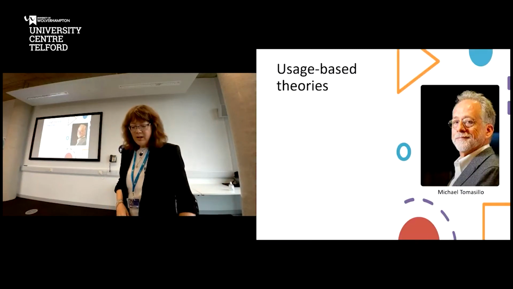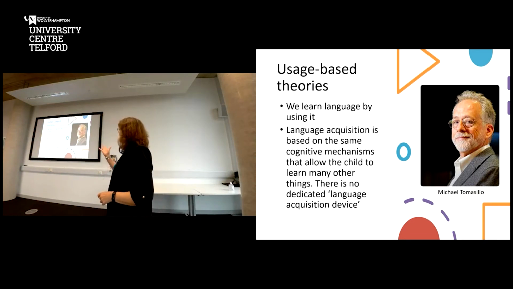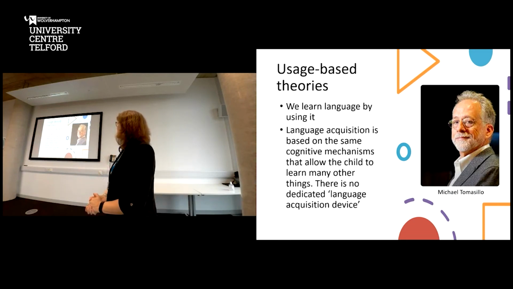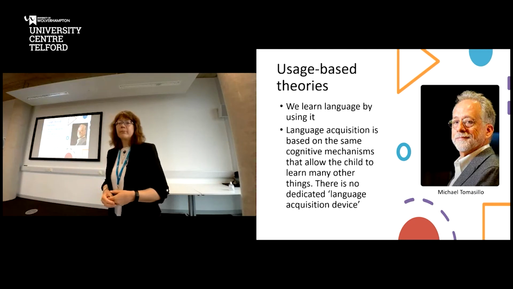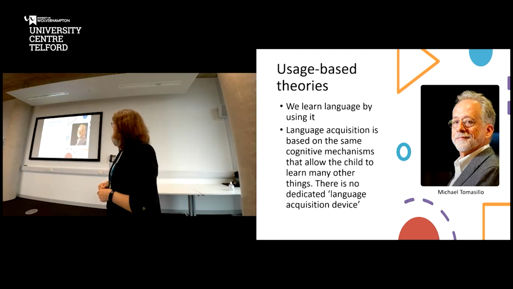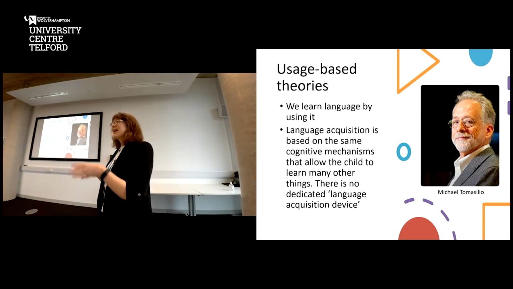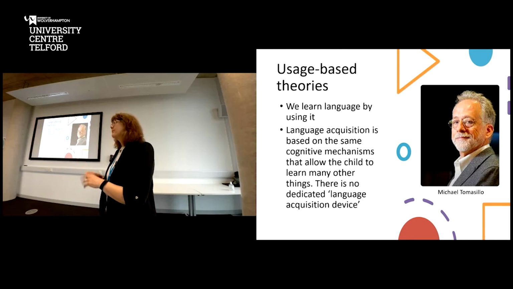And so we come on to the last set of theories that have come on in the last 20 years. Michael Tomasello, one of the leading researchers in this area, argues that we learn language by using it. So it's similar, we learn it through interaction. But the thing that's different is that language acquisition is based on the same cognitive mechanisms, the same processes that allow a child to learn lots of other things.